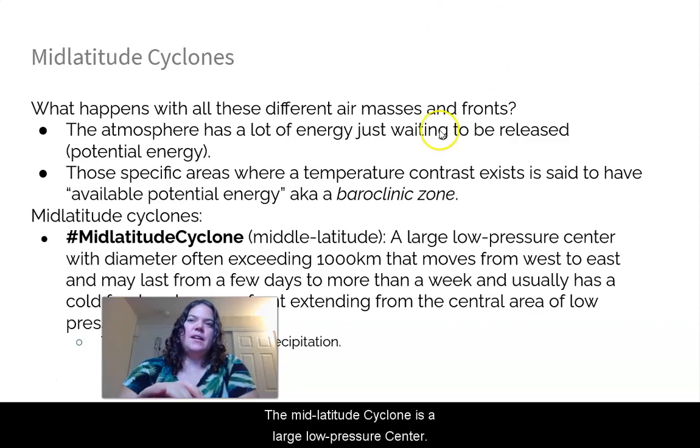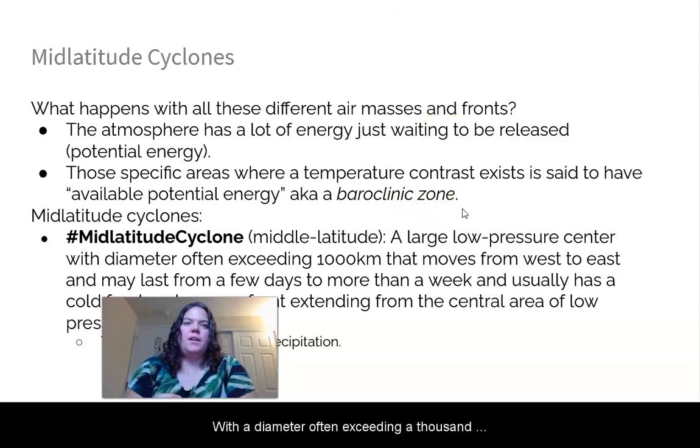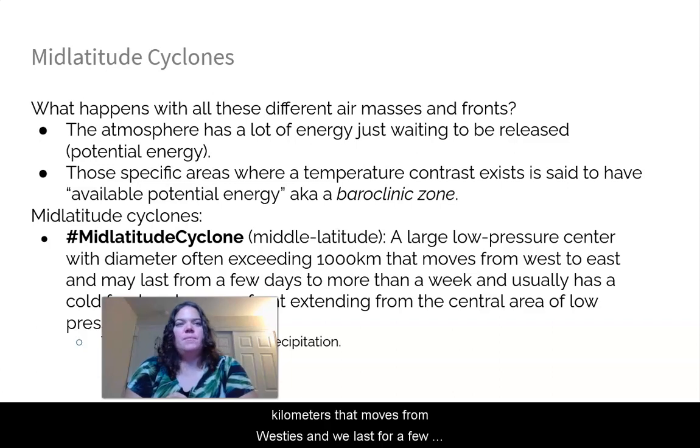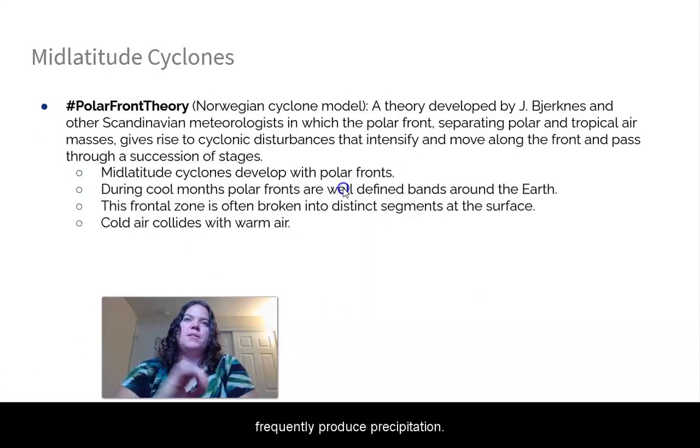So a mid-latitude cyclone is a large low-pressure center with a diameter often exceeding 1,000 kilometers that moves from west to east and may last from a few days to more than a week, and usually has a cold front and a warm front extending from the center of the low pressure, and they frequently produce precipitation.